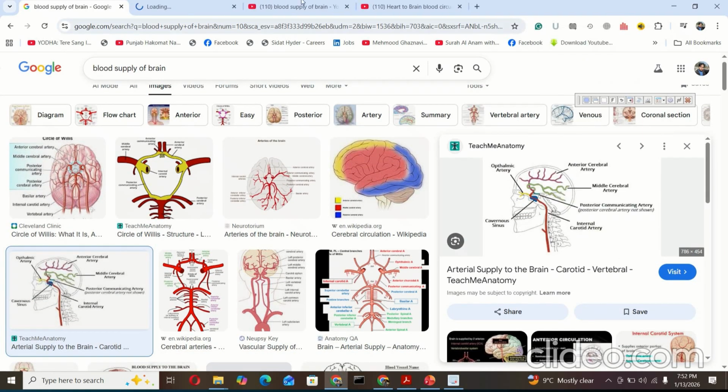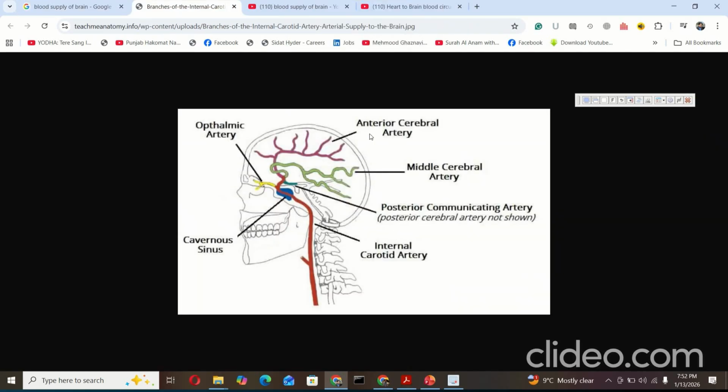So as we can see: anterior cerebral artery, ophthalmic artery, cavernous segment, internal carotid artery, posterior communicating artery, middle cerebral artery. These are the major arteries of the brain that provide blood to all the parts of the brain so that the brain functions properly.